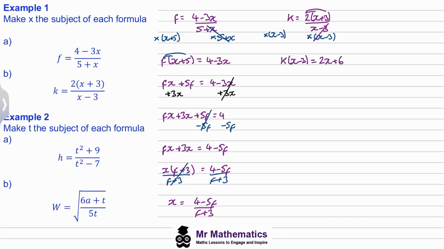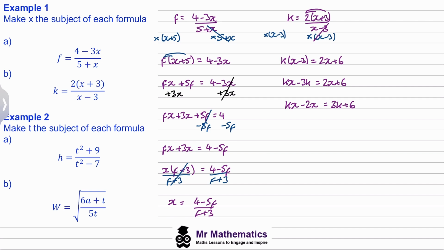Now we need to expand out the brackets on the left-hand side. So kx minus 3k will equal 2x plus 6. And then we need to move these two x's to the other side. We could have moved these over to this side. I'm just choosing to move these over to here. This will give us kx minus the 2x. And then we can move this negative 3k to the other side by adding 3k to both. So this will be 3k plus 6.